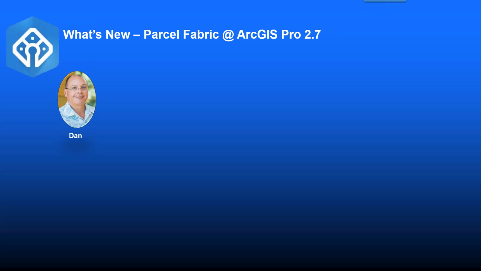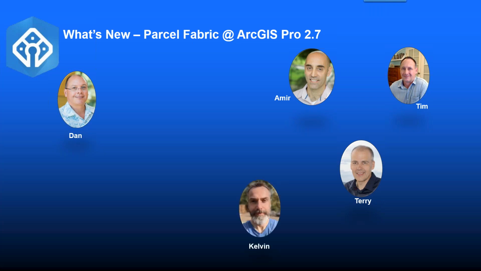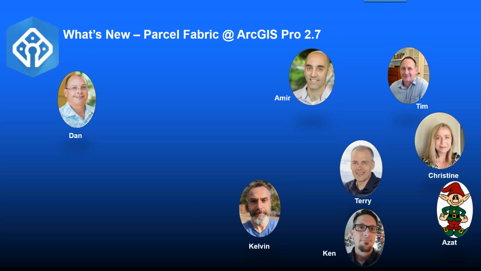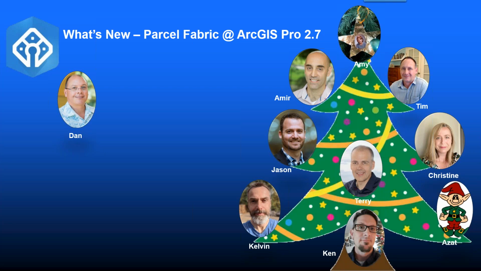So what I'd like to do today is really start off by introducing you to the rest of the team. So a lot of you know Amir. He's been doing this for many years. We also have Terry, Tim, Kelvin, Azat, who never sent me a picture, so I told him I would make him into an elf. We have Christine, Ken, Jason, and at the top we have Amy with a retro picture. But it's very appropriate because these are Santa's helpers that have been busy trying to get 2.7 out with a bow so that you guys can have this under your tree in the next couple of weeks here.